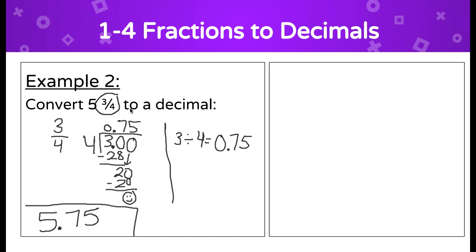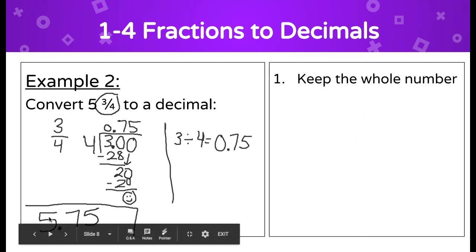And so 5 3/4 is the same thing as 5.75. If you want to think of it like money, 5 3/4 of a dollar, it would be the same thing as $5.75. So let's go ahead and go over the steps. We had to make sure we keep that whole number, and so that's why I rewrote it down here. Oops, right? We want that whole number.